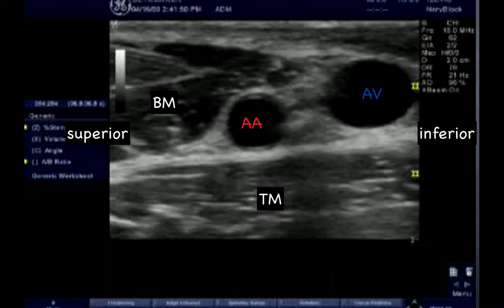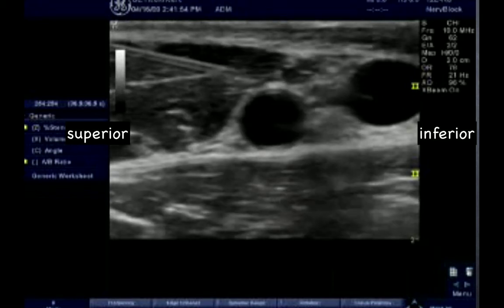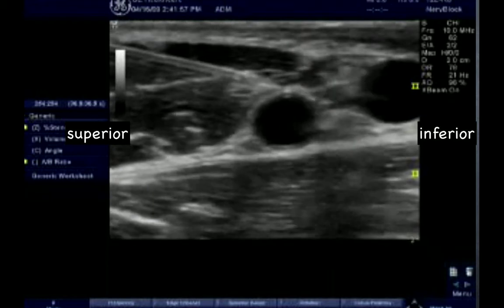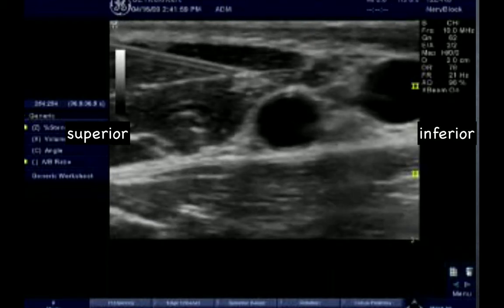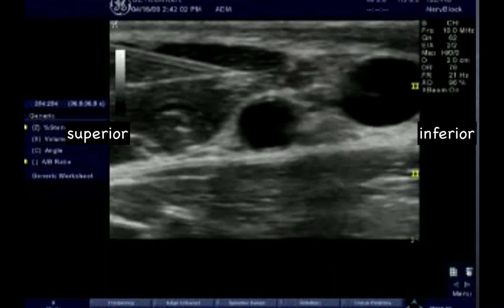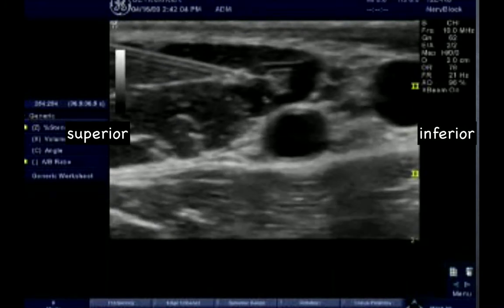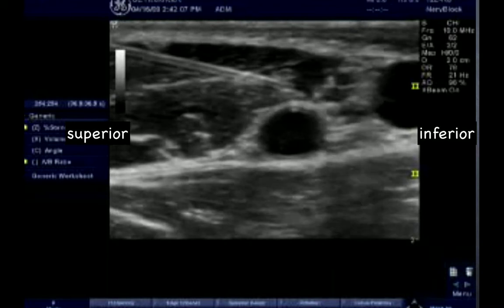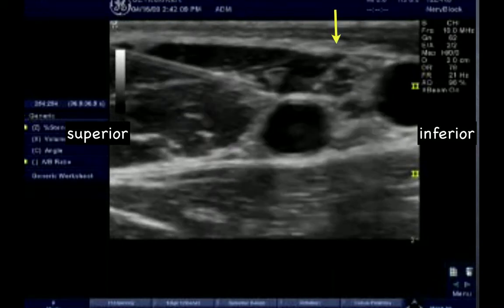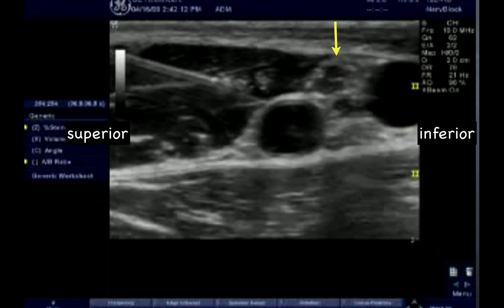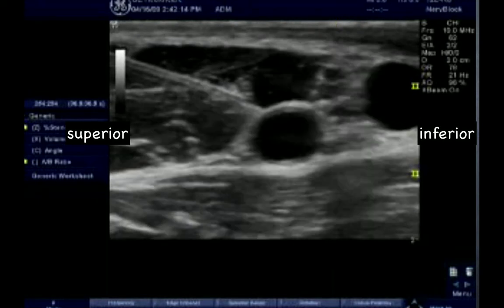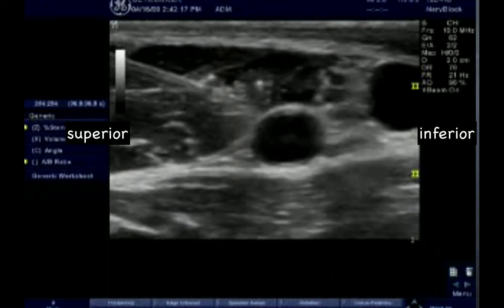This is a different patient. We have maintained the same orientation, superior to the left, inferior to the right. As this is an in-plane approach, you will see the entire length of the needle. The needle is approaching through the belly of the biceps muscle. Again, with increasing spread of local anesthetic, after a short period, you can start seeing the hypoechoic fascicles of the nerve that is clearly becoming more demarcated by the surrounding local anesthetic, here pointed out by my yellow arrow. This is the median nerve.